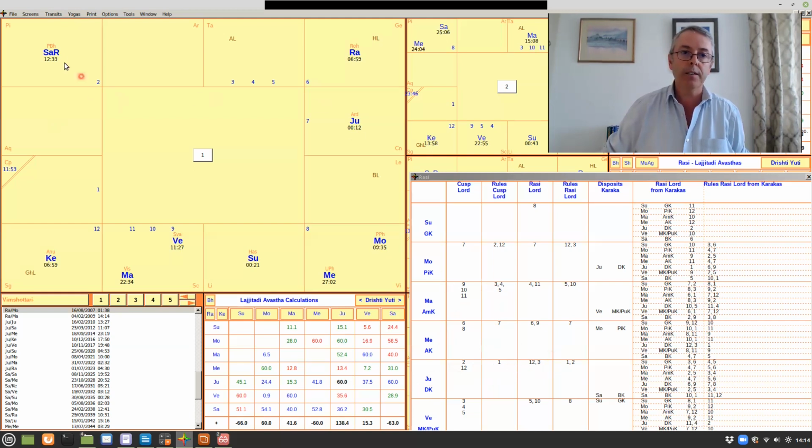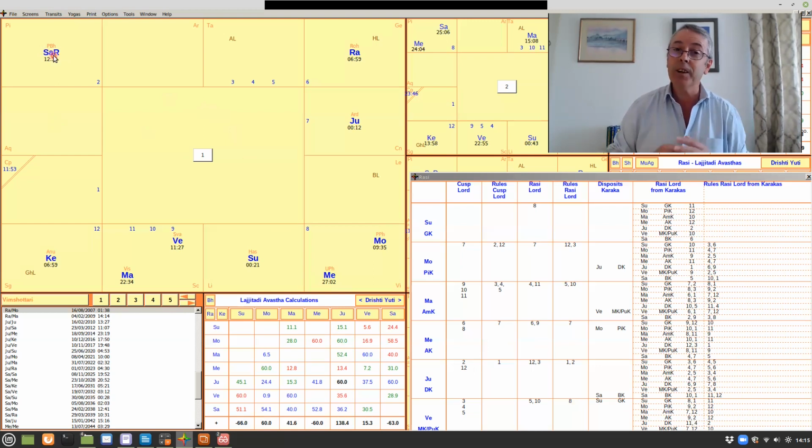Jupiter also disposits Saturn, who's the Bratrukaraka. So Jupiter can produce siblings. The Bratrukaraka can also be responsible for travel. It's also responsible for associates, colleagues at work. So Jupiter can produce all those things by ruling Saturn.